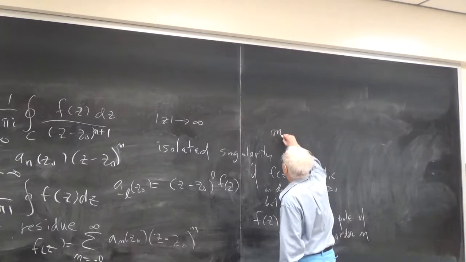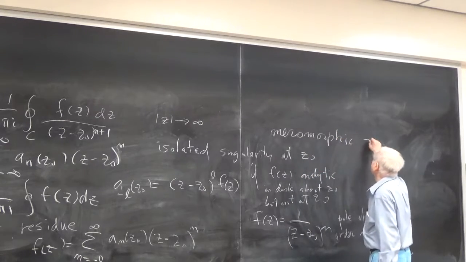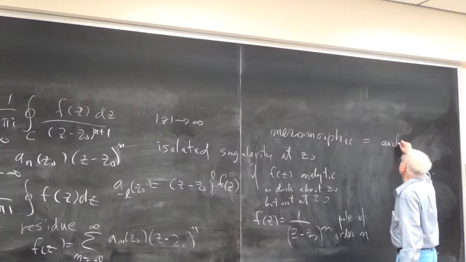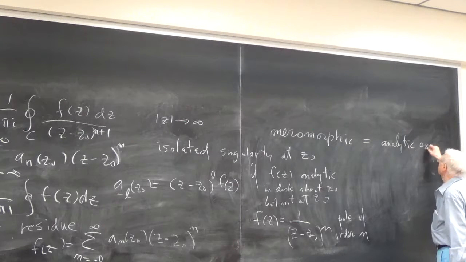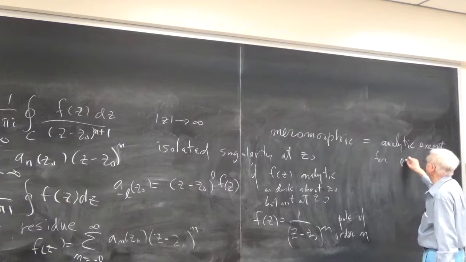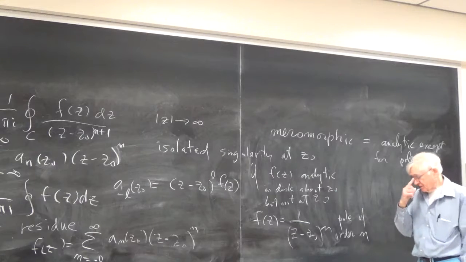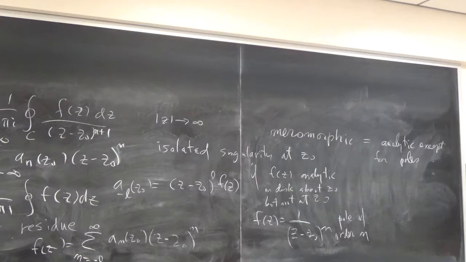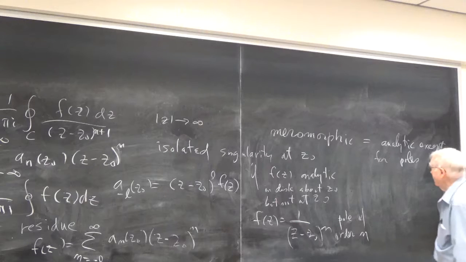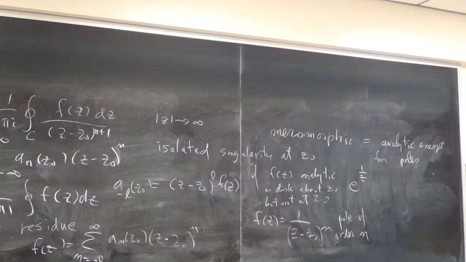So meromorphic is analytic except for poles. Okay. Now, essential singularities are really remarkable things. Let me give you an example of an essential singularity: e to the 1 over z. That's a function that has an essential singularity at z equal to 0.